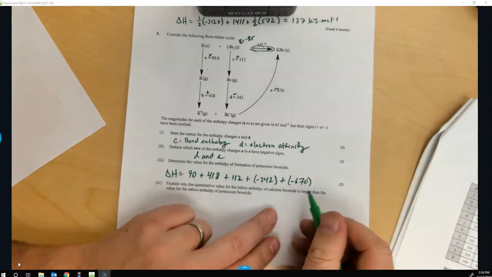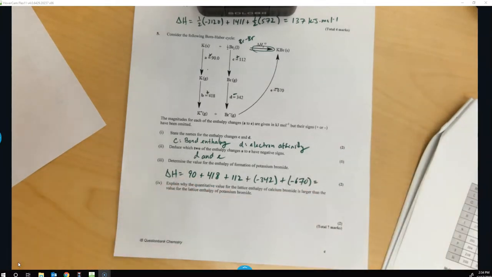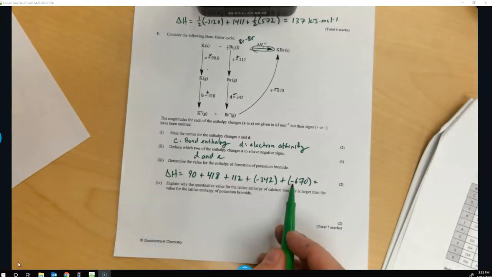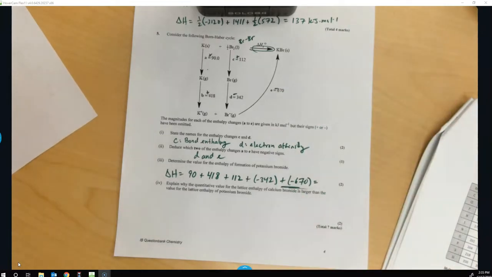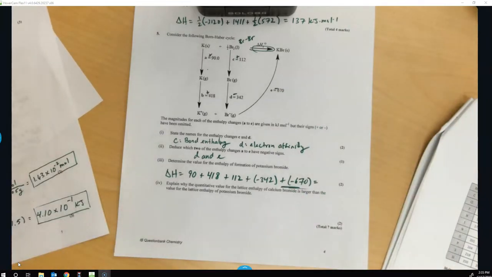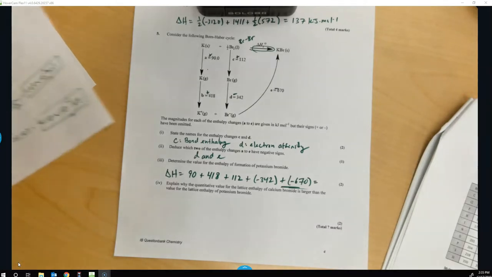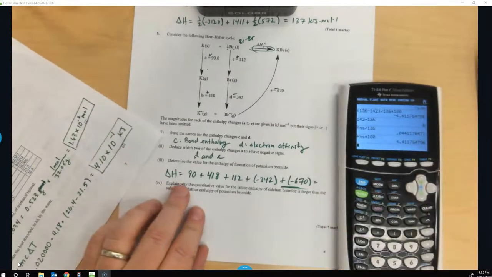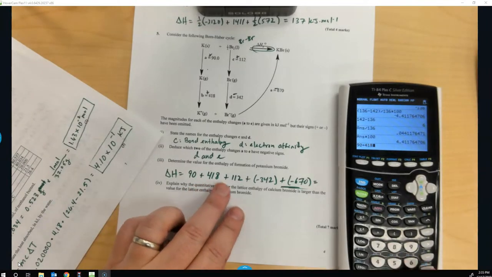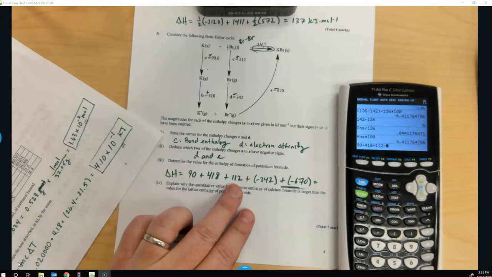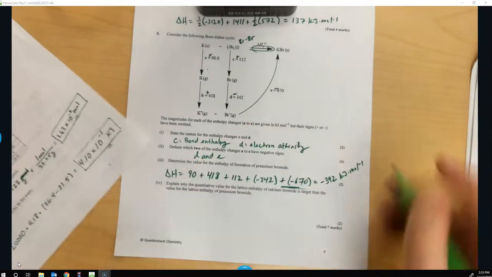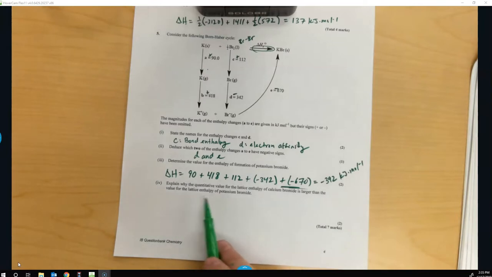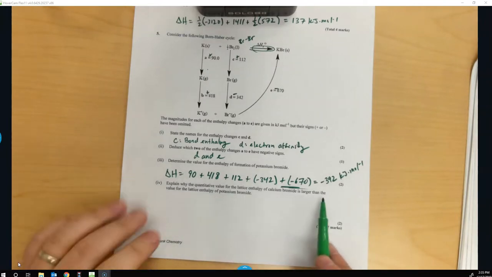When we set up these Born-Haber cycles in class, we always had our lattice enthalpy arrow going the other way, so we were subtracting away the lattice enthalpy, which is exactly what we're doing here anyhow. And when we do that, I get an answer of, I don't have an answer done so far, so I'll just punch it into the calculator. It's going to be 90 plus 418 plus 112 minus 342 minus 670 gives me negative 392 kilojoules per mole.